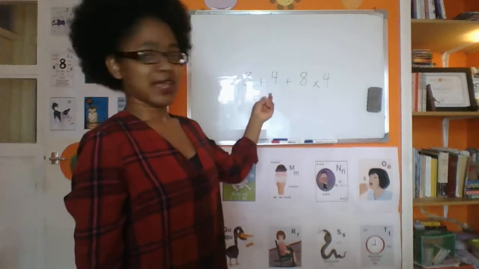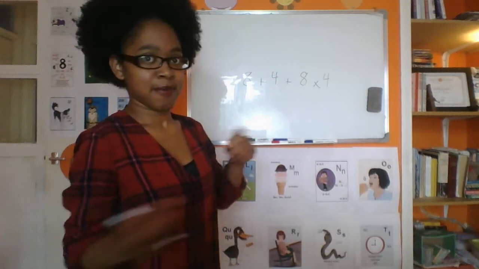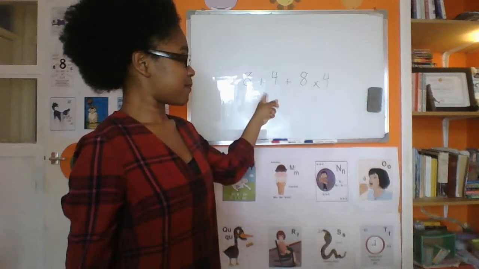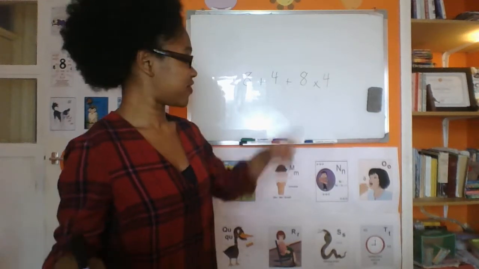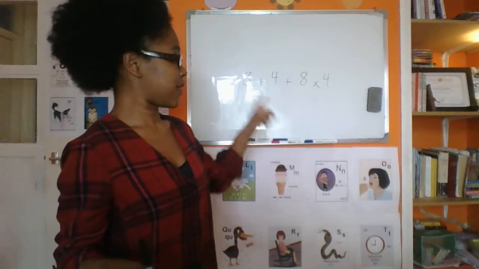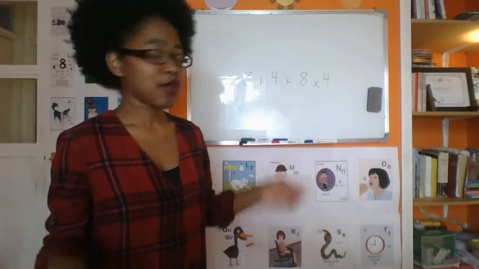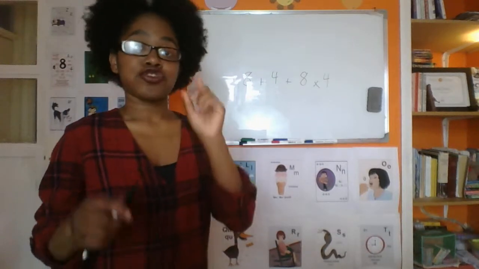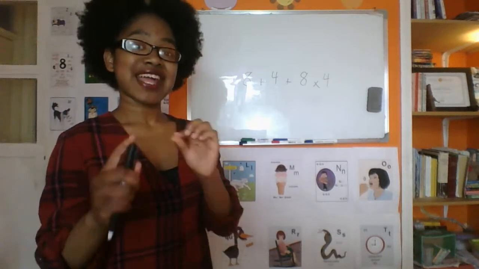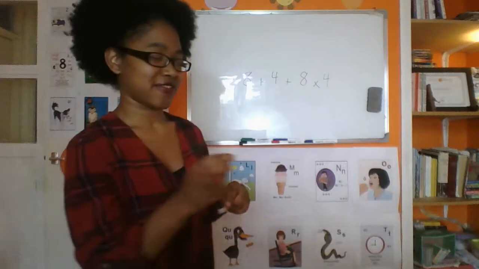Now, what will you do here? 8 plus 4 plus 8 and then times that by 4? Or should I go 8 plus 4 plus 8 and that answer times by 4? Or do I do 8 plus 4 and that answer plus 8 times 4? It's a bit confusing, right? Or is it really? Remember, you do the multiplication bit first. So we section it off by putting it in parentheses. So here we go.